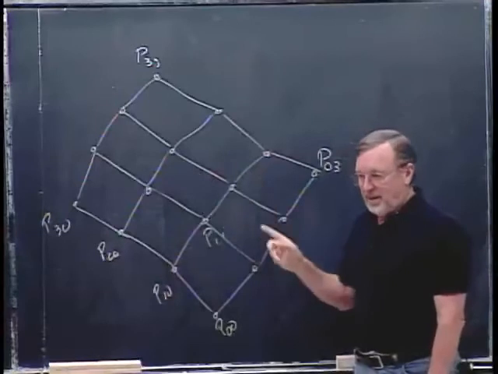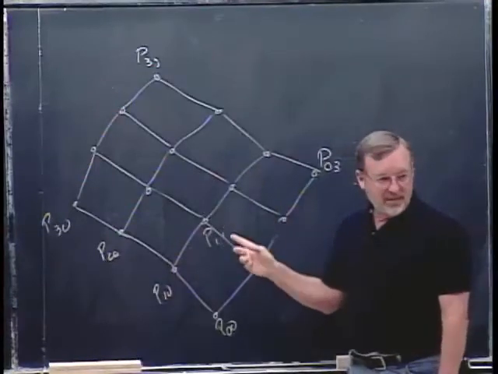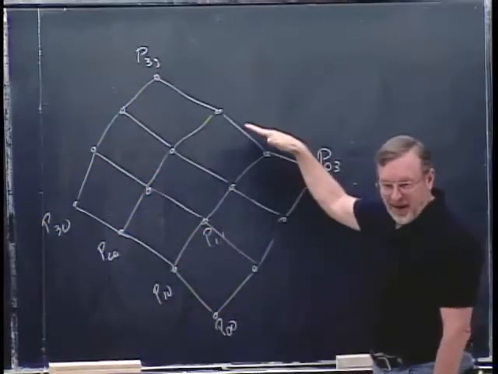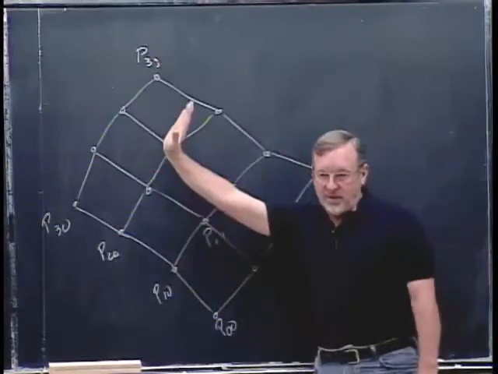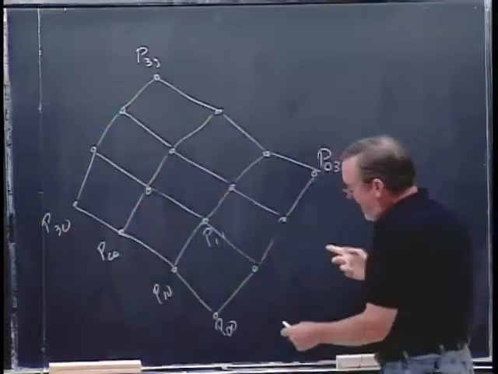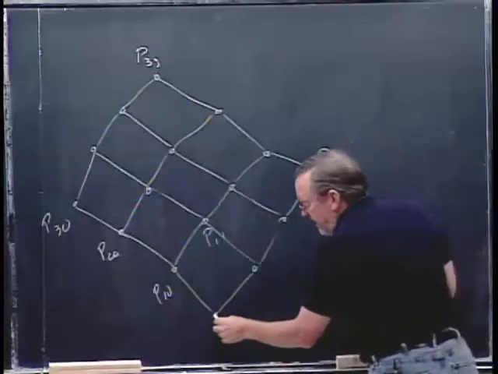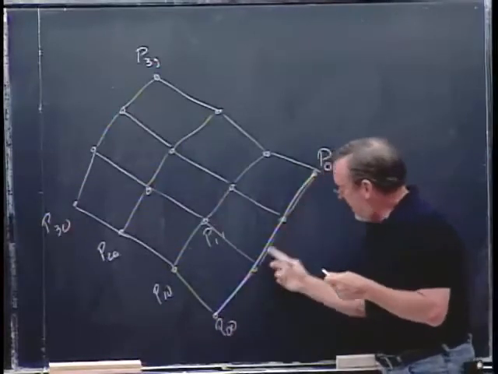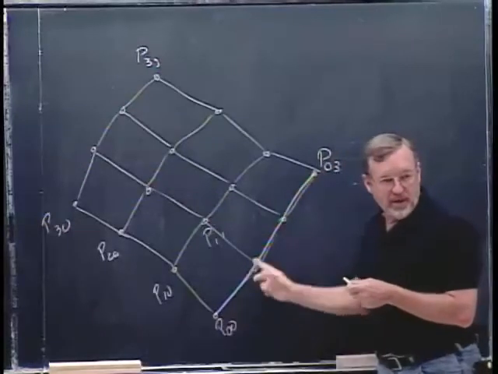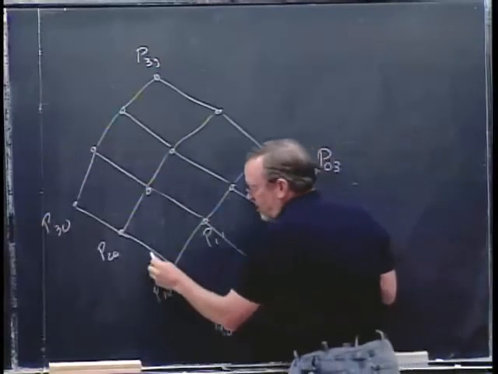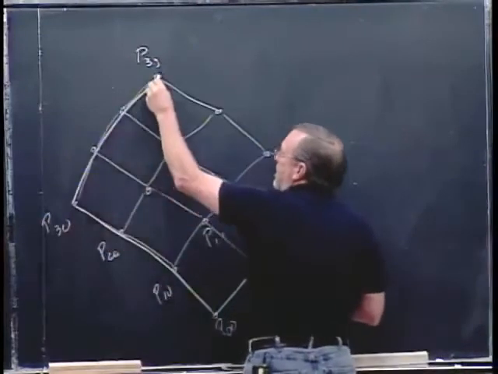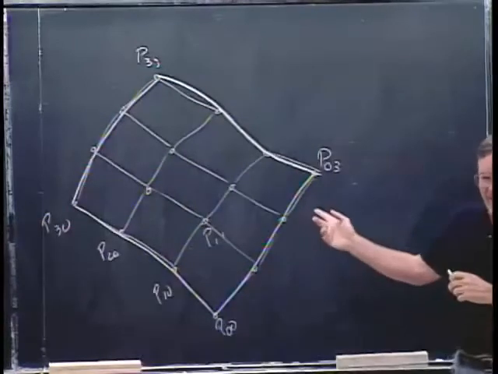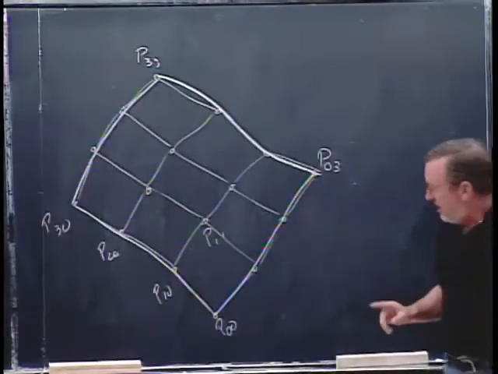It's what we call a tensor product patch, meaning it's loosely curves in one direction bonded with curves in the other direction. The boundary of what you get here, you take these four and you get a Bezier curve on the boundary. You get a Bezier curve going this way, and this way, and this way. Again, use your imagination. You get a Bezier curve on the boundary.